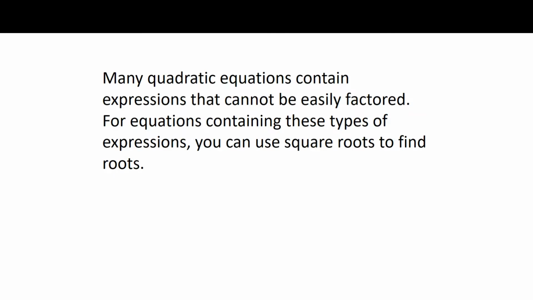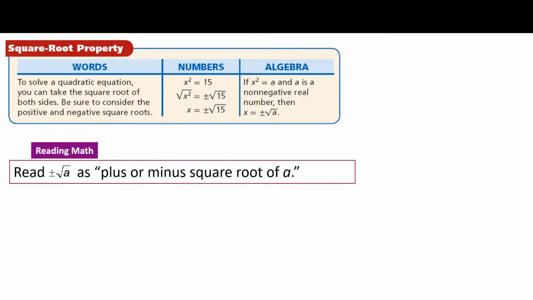All right, many quadratic equations contain expressions that cannot be easily factored. For equations containing these types of expressions, you can use square roots to find roots. First, let's consider the square root property. To solve a quadratic equation, you can take the square root of both sides. Be sure to consider the positive and negative square roots.